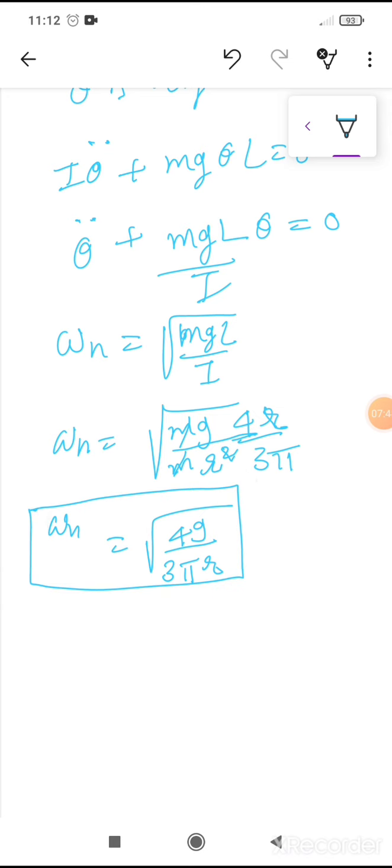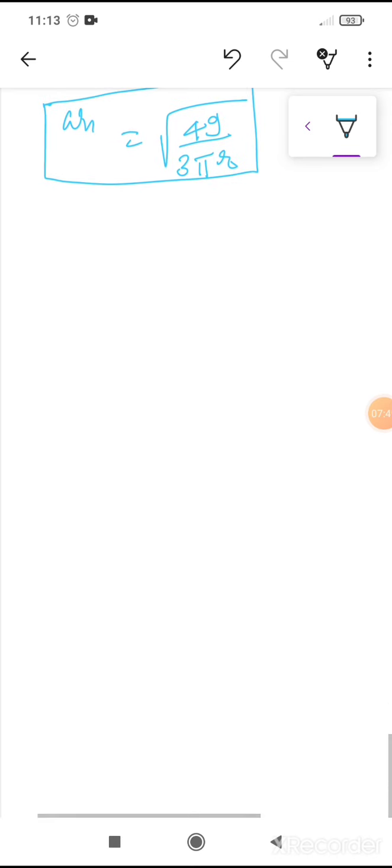Now similarly we will see one another example. So example number 3.